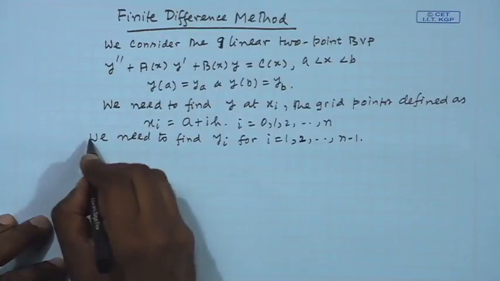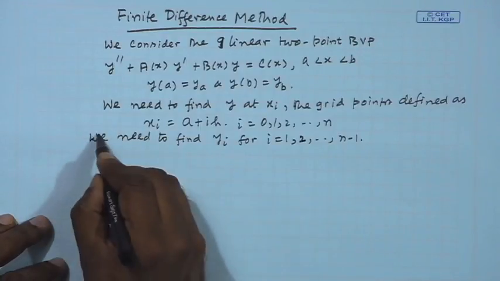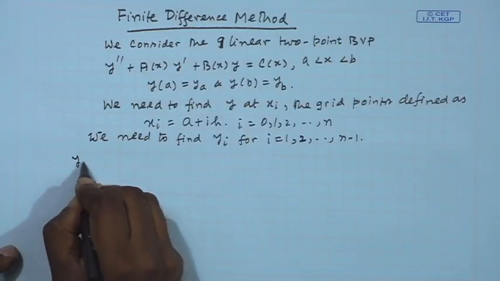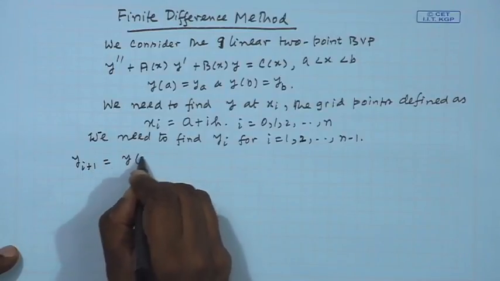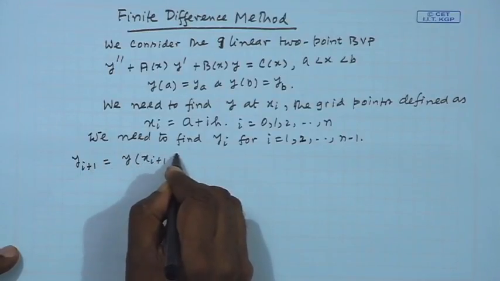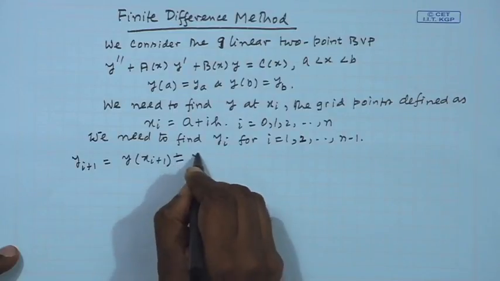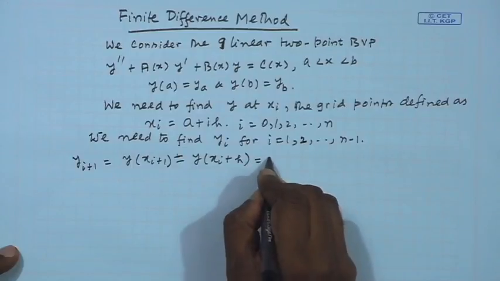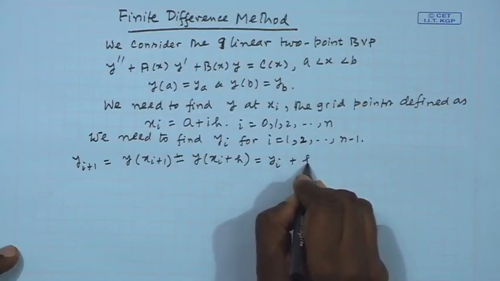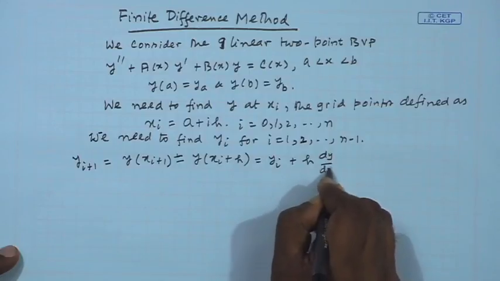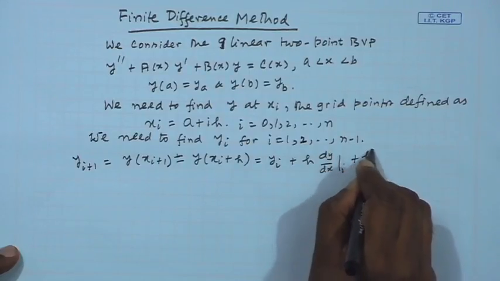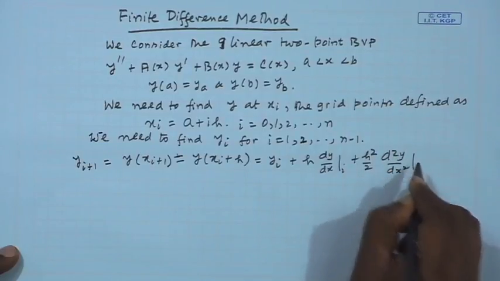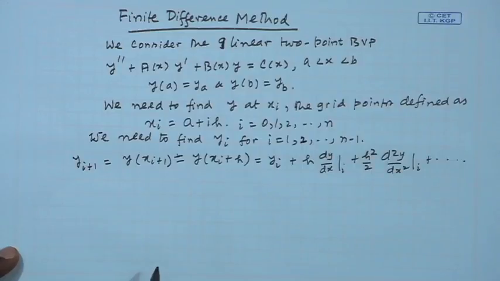So, at every grid point we approximate the derivative by finite differences. How do we do that? Now, y_{i+1}, which is equal to y at x_{i+1}, which is nothing but y at x_i plus h. Now, if I expand by Taylor series, I get y_i plus h dy/dx at i plus h square by 2 d2y/dx2 at i and so on.